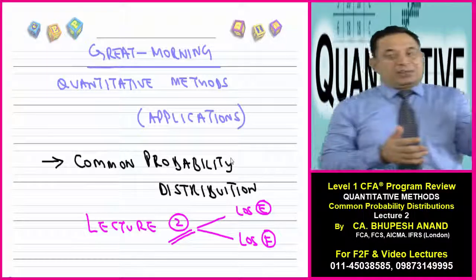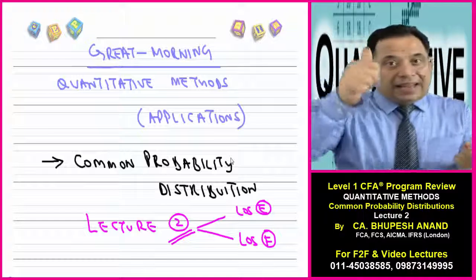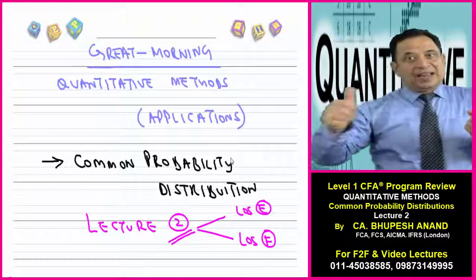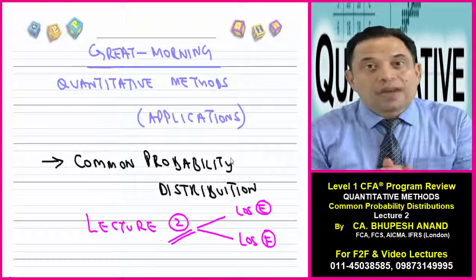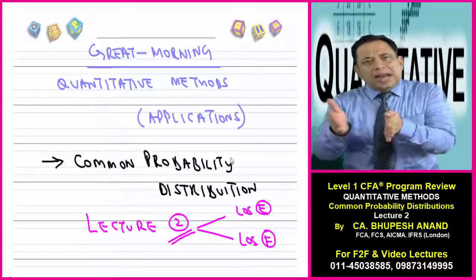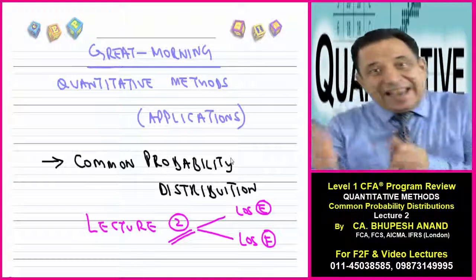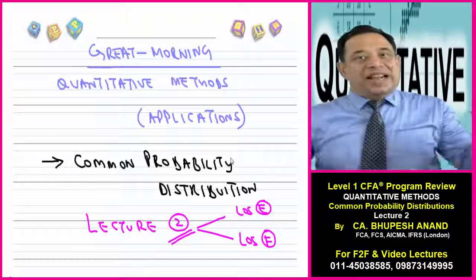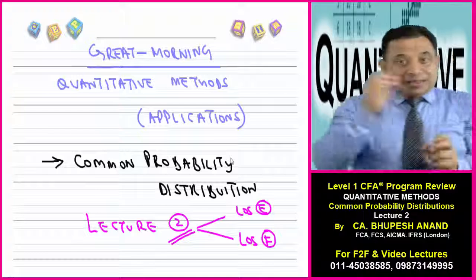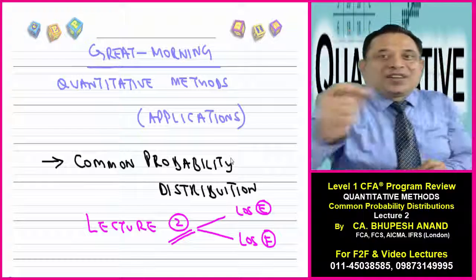I have already taken lecture number 1, and in it I have covered learning outcome A, B, C, and D. So I have covered 4 learning outcomes. Today I will be covering 2 learning outcomes, E and F, because they have an interconnection. That's why I'm taking them together. So please take out your registers. Today's lecture will be on binomial distribution or Bernoulli distribution.